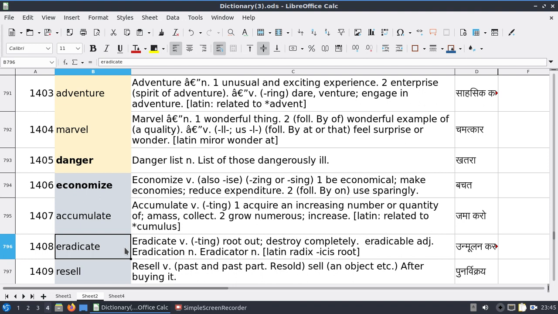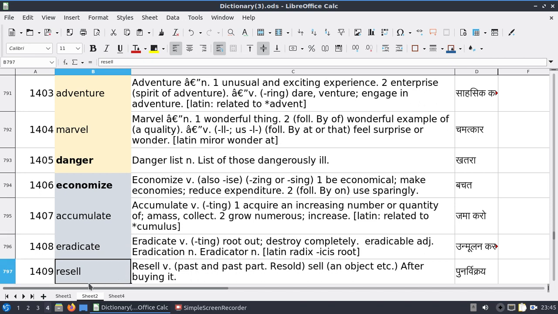Eradicate. Eradicate is to destroy. Polio is still not eradicated in India. That means the polio is still there. It is not completely rooted out. It is not completely destroyed. Eradicate means complete destruction.